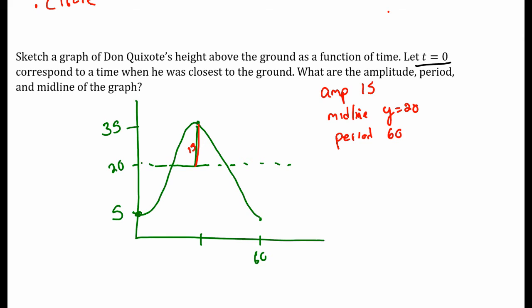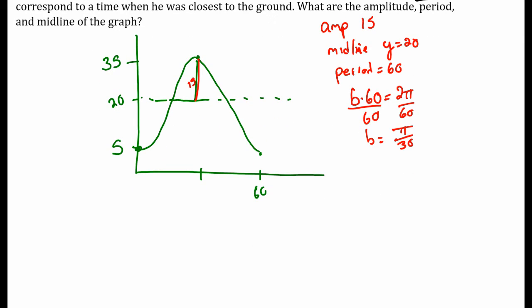So, using all this information, we can now write the equation. If the period is 60 seconds, I don't really need to use the period to write the equation. I need the frequency. And we know that b times p equals 2 pi. Divide by 60 and get b equals pi over 30. Now we can write the equation. Let's use h of t for Don Quixote's height off the ground.